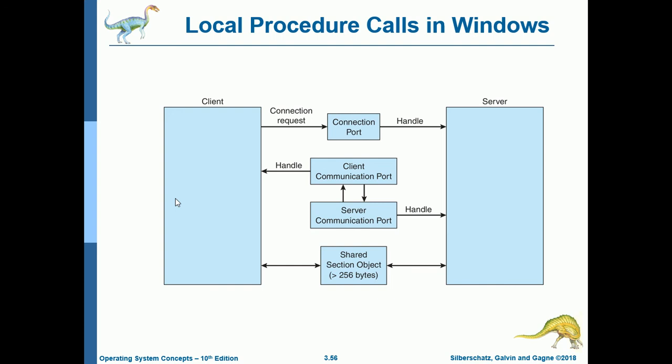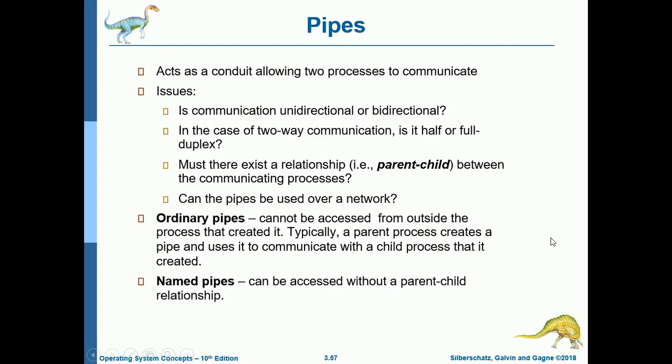So this is the illustration of the local procedure call in Windows. The client sends a communication request to the connection port and it is handled by the server. The client communication port handles the client and the server communication port handles the server. And it can also use shared section objects greater than 256 bytes between client and server.